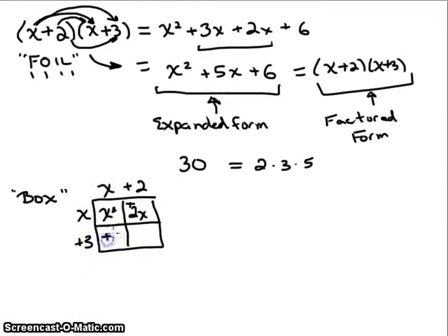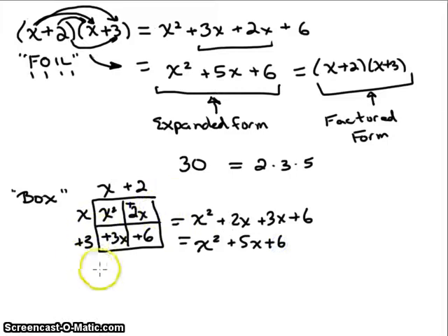X times plus 3 gives me plus 3x. And plus 3 times 2 in this corner here, plus 6. Okay, so each box just is the intersection of these two things multiplied. So now all I do is take all of those pieces and string them together. I have an x squared, I have a 2x, I have a 3x, and I have a 6, and I get the exact same thing, x squared plus 5x plus 6. So really the process is the same with the box method as the FOIL method. It's just a different way to organize the same process and the same method. So whichever one you like better, you can choose that.